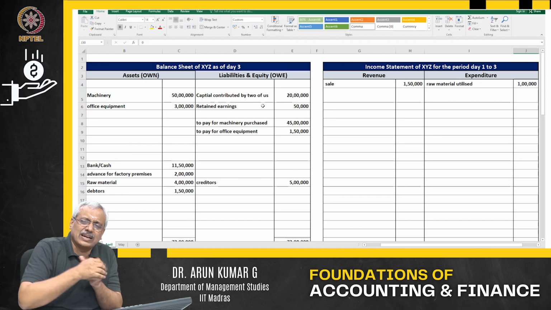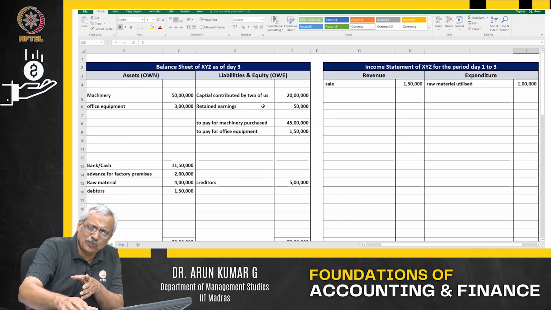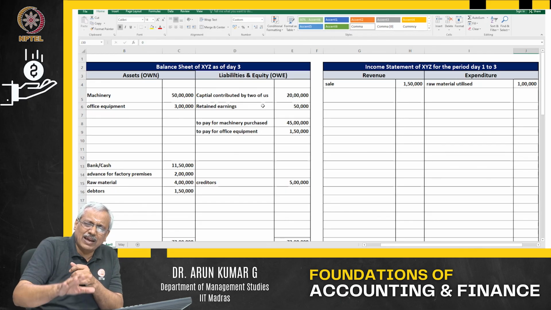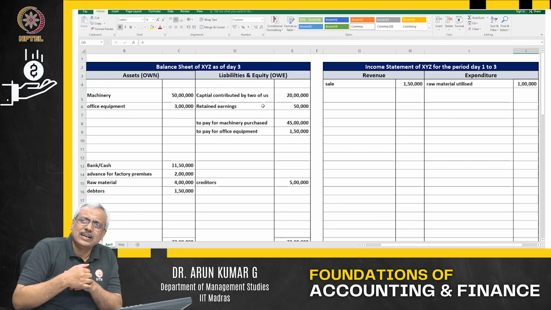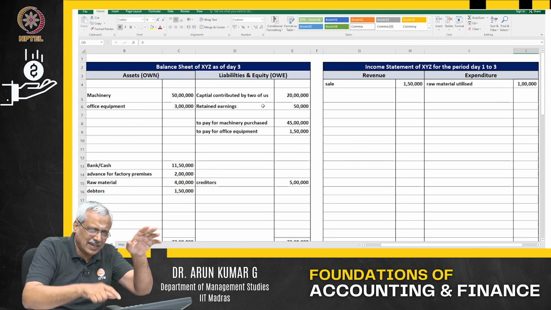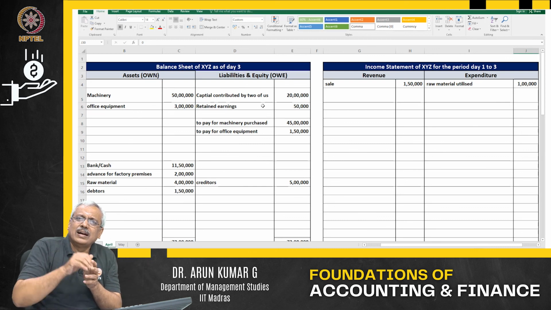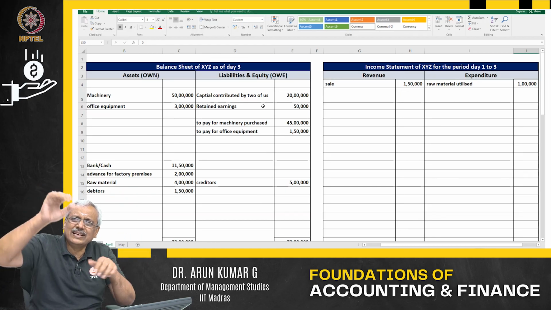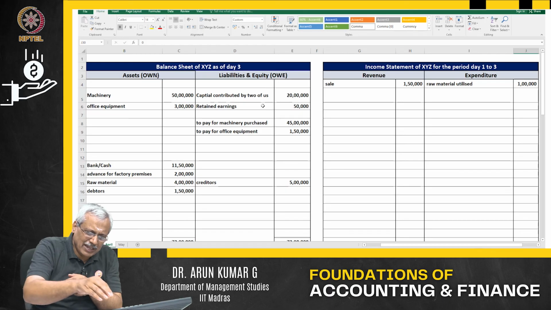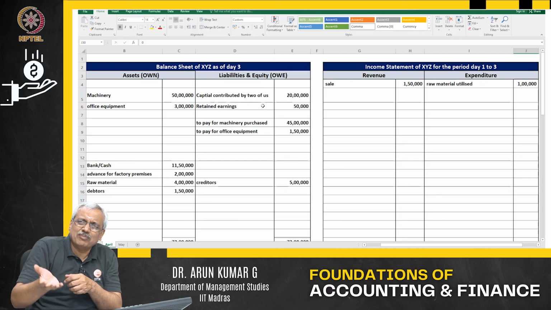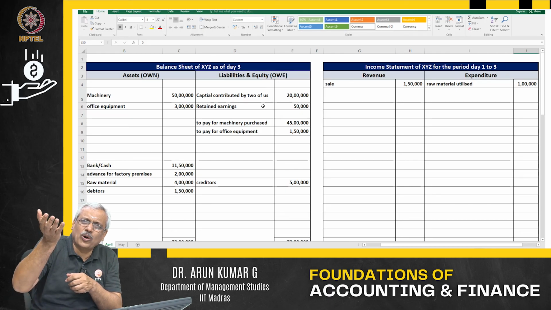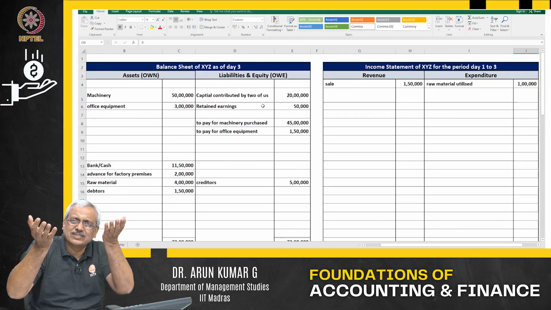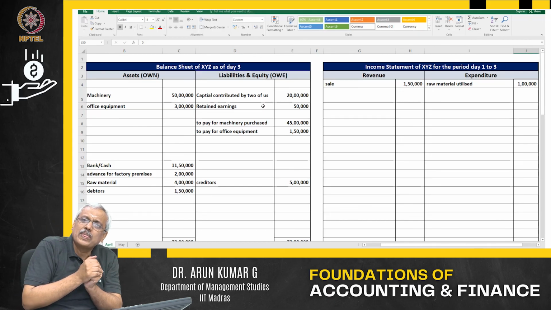For example, let us say a sale took place for 150,000. My revenue increased. My asset also increased. That is, I have to get money. I utilize raw material, my asset reduced, my expenditure increased. When somebody contributed capital, what happens? My liability, that is the money that I owe, went up. My cash, that is asset, also went up.